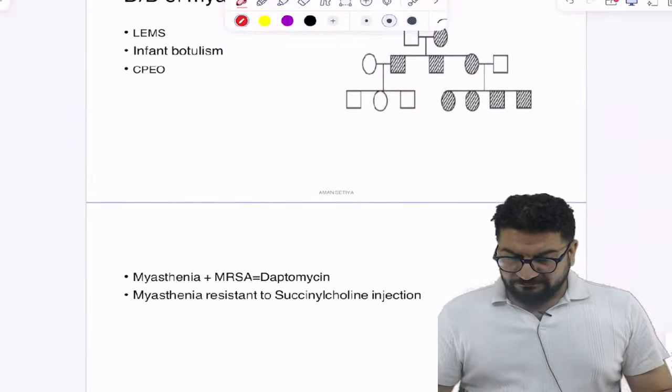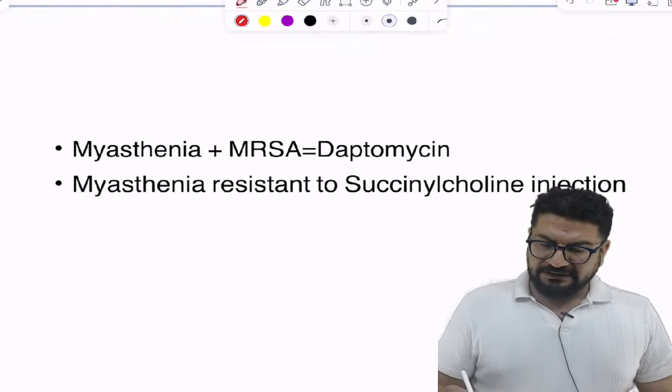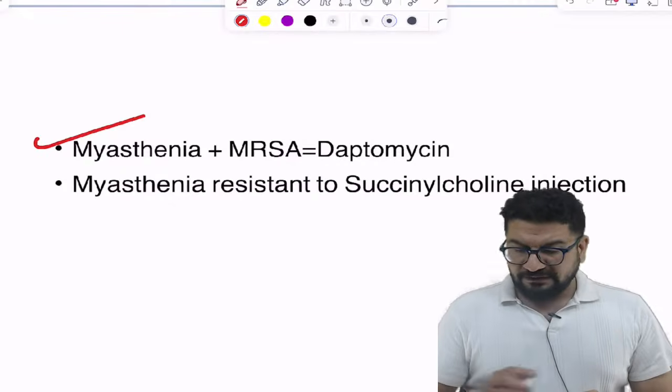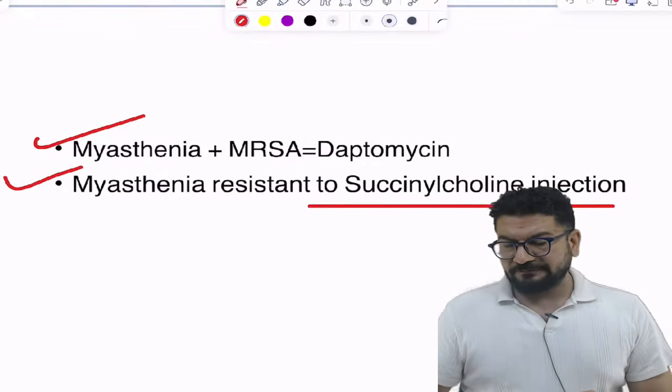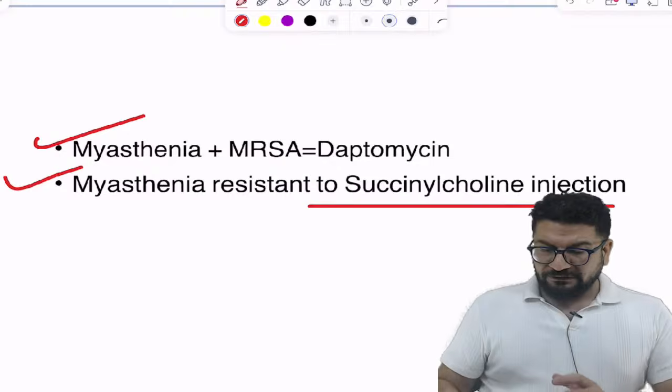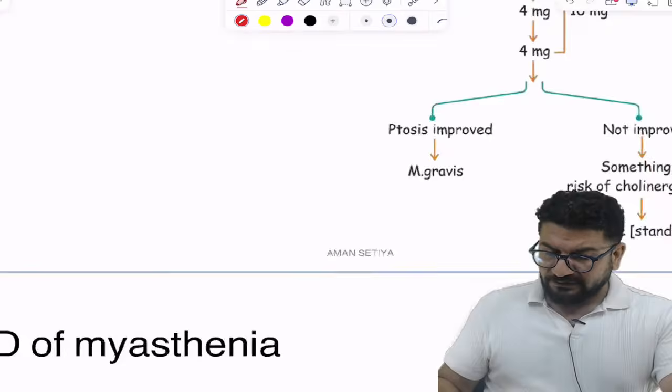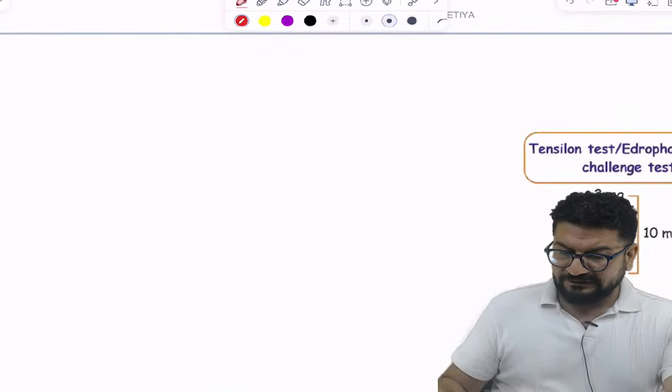Okay, now understand. What else do they ask you? Myasthenia के साथ अगर MRS है, then we have to use daptomycin. Myasthenia will have resistance to succinylcholine. So myasthenia के diagnosis से question कई बार एग्जाम में पूछते हैं. So what they ask you in the diagnosis part, to understand this thing.